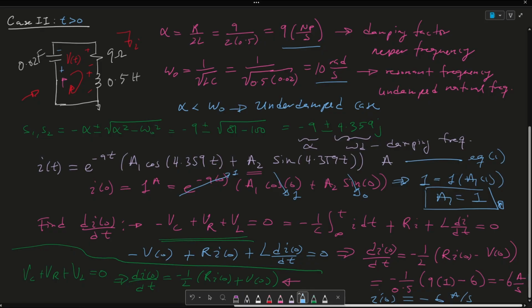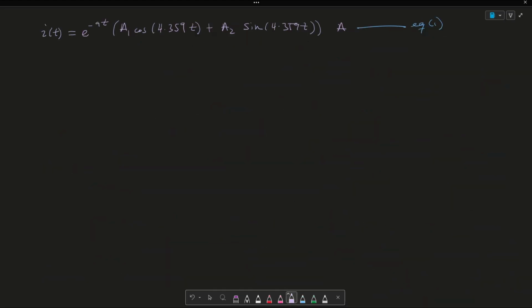And we will need this to find A2. So that's the direction that we're going towards now. Okay, I've gone ahead and rewritten the I of t equation. Again, remember A of t is that 1. And the goal is to find A2. So in order to do that, we need to find the derivative of I of t.